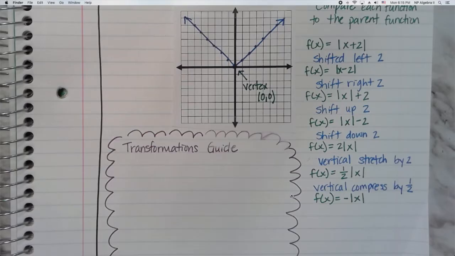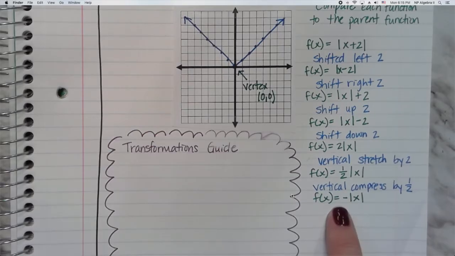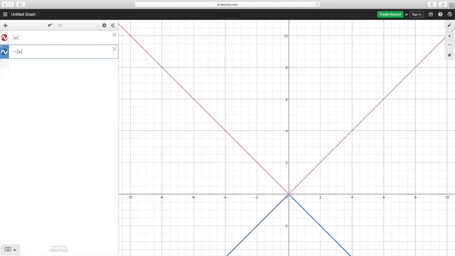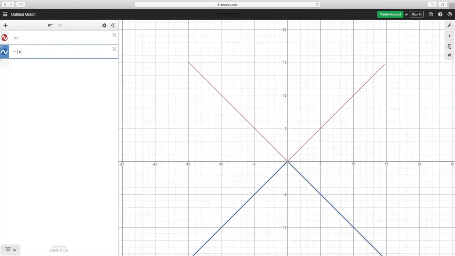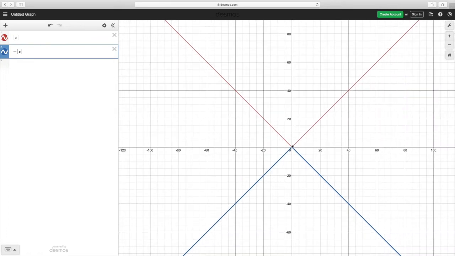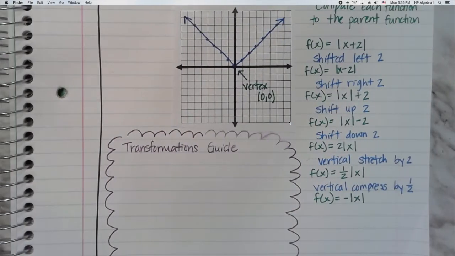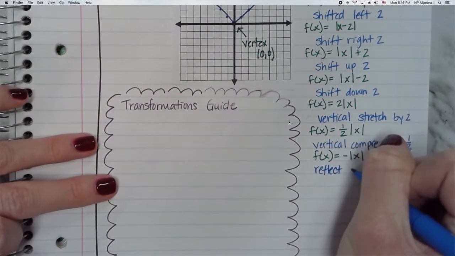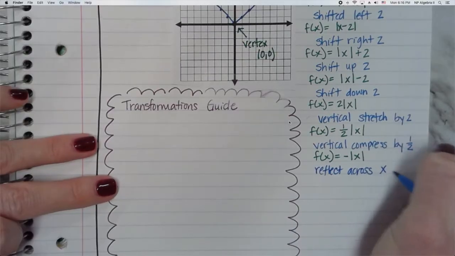And then the last one, if there is a negative out in front of the absolute value. So going back to Desmos here, let's change this guy to a negative. Woo! Let's zoom out here so you can see that a little better. Take a look. So our red is the parent function. And what's the difference? Well, it's been flipped over. So if you remember transformations from geometry, what is the proper term for a flip? The reflection, specifically a reflection across the x-axis. So reflect across the x-axis.